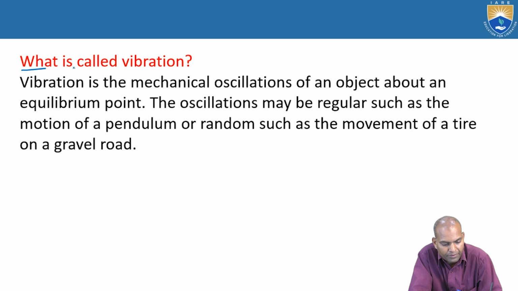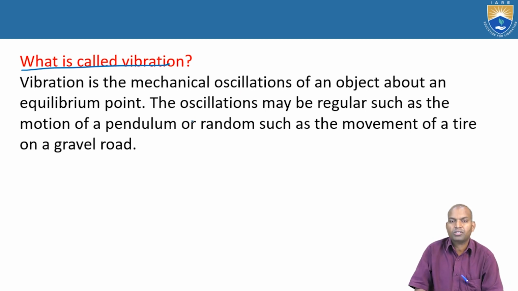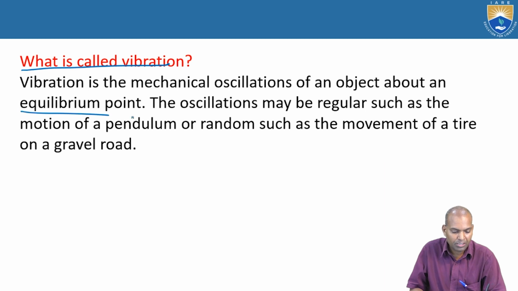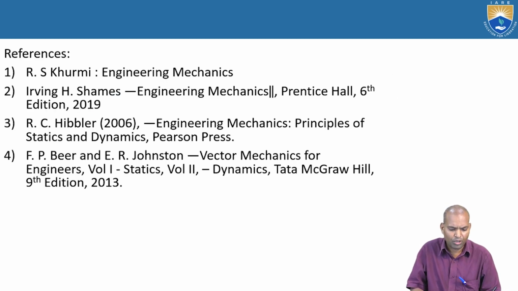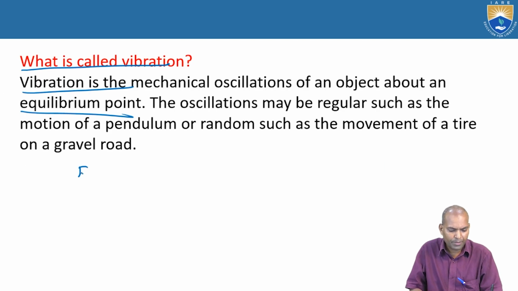Now coming to vibrations. What are vibrations here? Vibrations are the mechanical oscillations of an object about an equilibrium point. There are various types of vibrations, broadly classified as free vibrations.